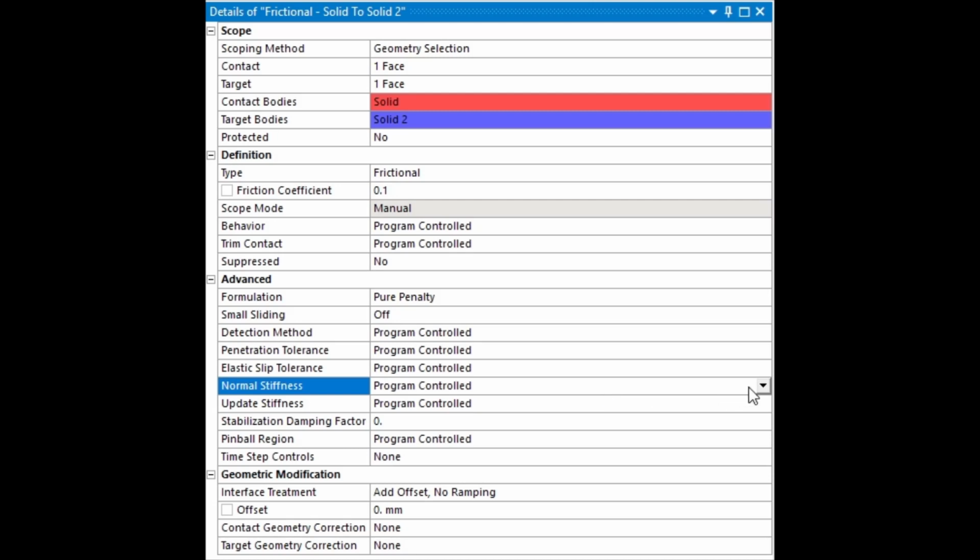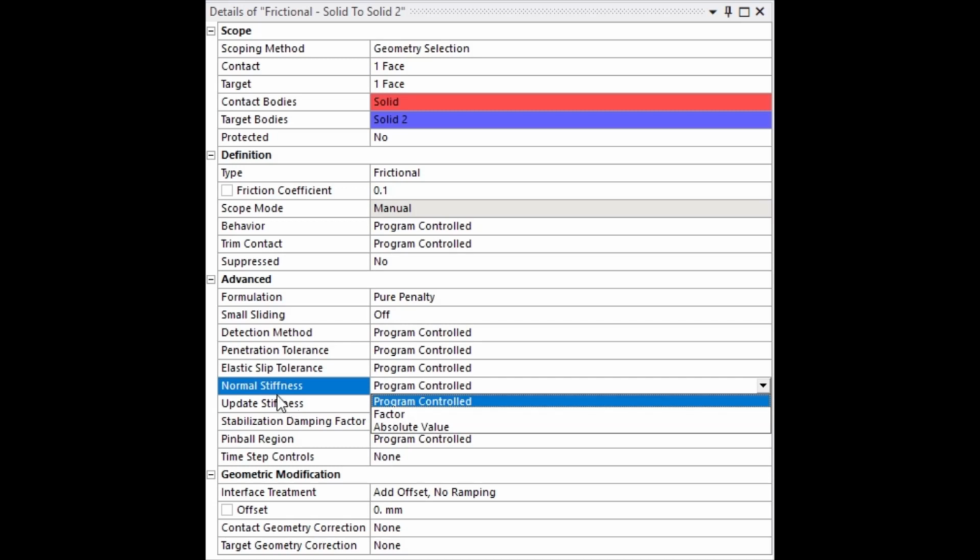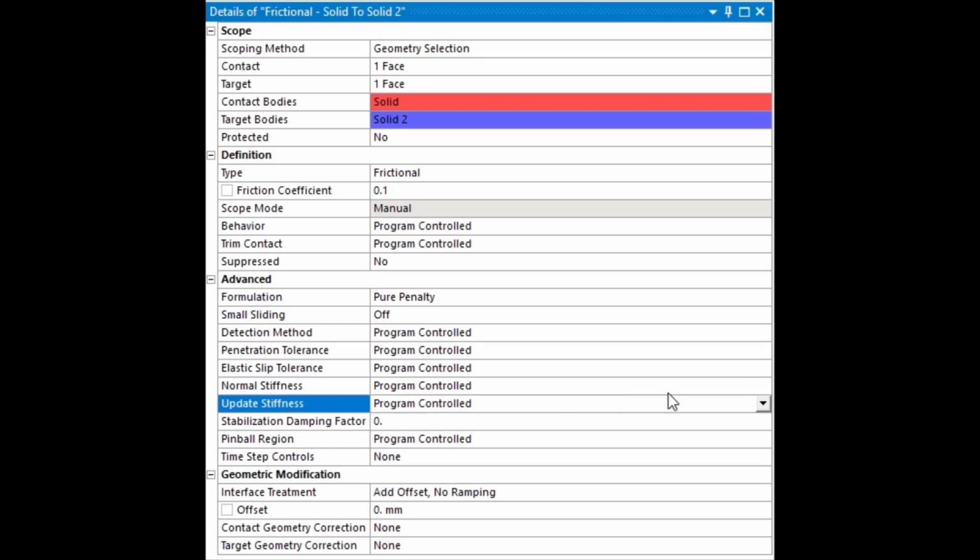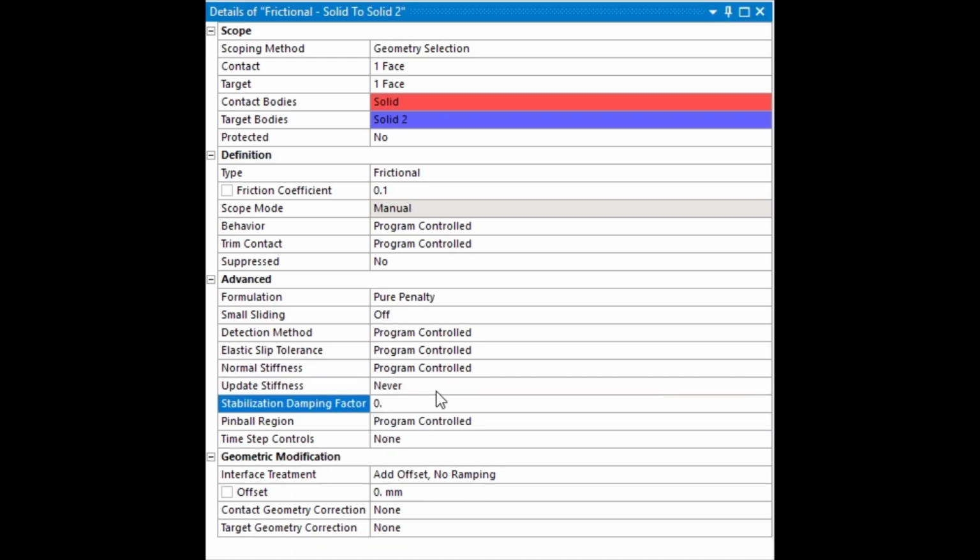The point to note here is, if you specify a normal stiffness to be constant at all times, to be a specific value, for example, like this, you can no more change the penetration tolerance, as the penetration for a given normal stiffness is always fixed. You can observe that the option to change the penetration tolerance no more exists here. Hence, penetration and normal stiffness are interdependent.